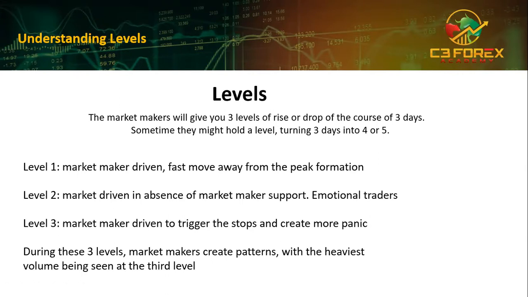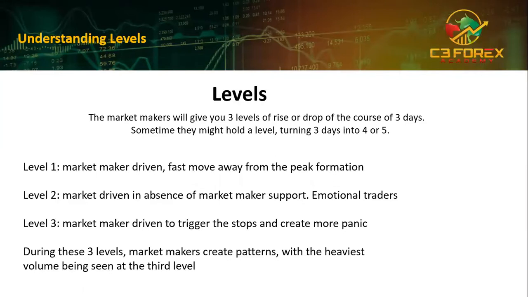Level 1, market maker driven, fast move away from peak formation. Level 2, market driven in absence of market maker support, emotional traders. At level 2, your 250 EMA will cross, which will give a technical uptrend for the retail traders. Level 3, market maker driven to trigger stops and to create more fear and panic. During these 3 levels, the market maker creates patterns with the heaviest volume being seen at the 3rd level.